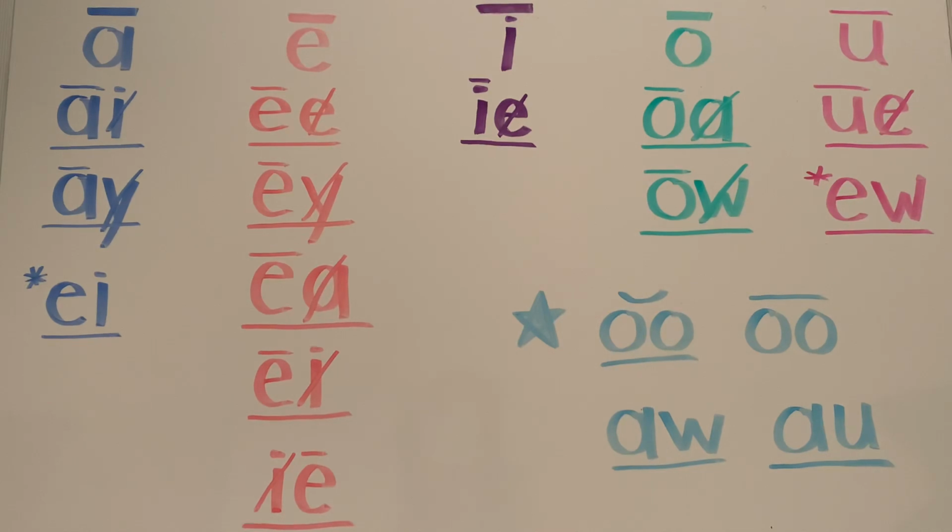That's right, just like AI and AY. OA will be at the beginning or in the middle of a word, not at the end. And OW will be at the end of a word. Now, OW can sometimes come in the beginning or middle of a word, but it's not as common. It's typically at the end.